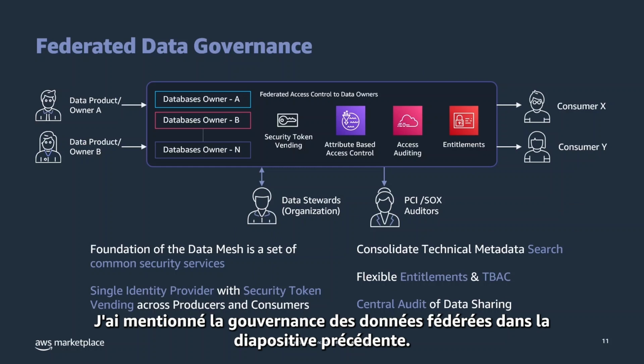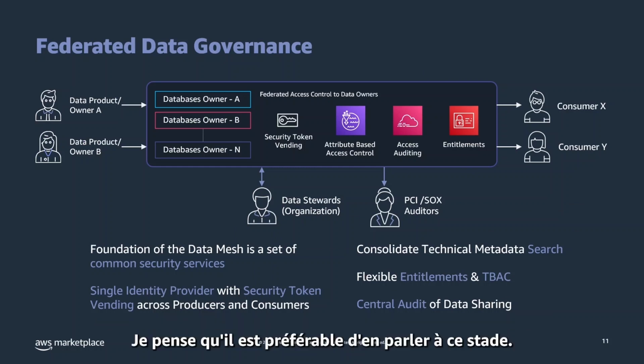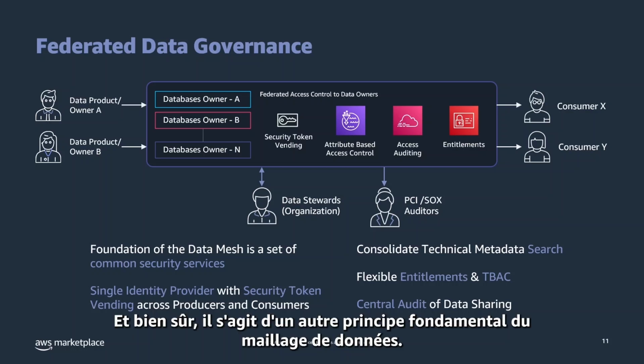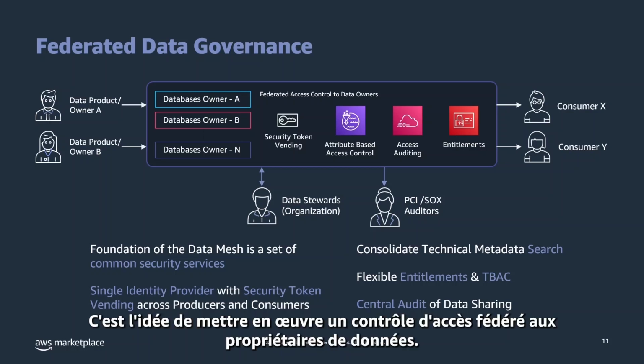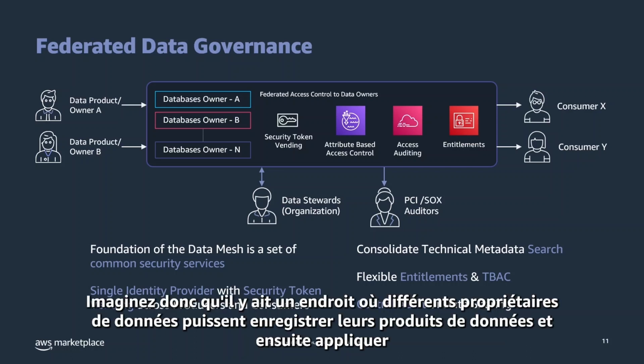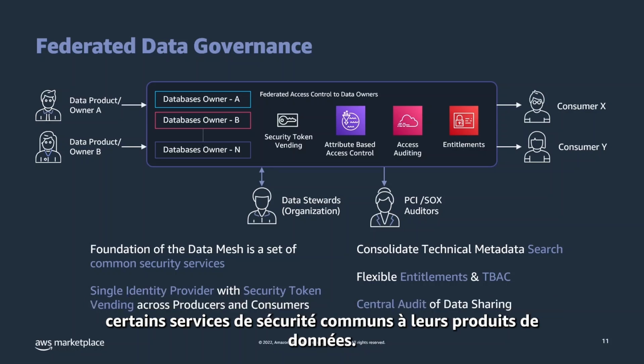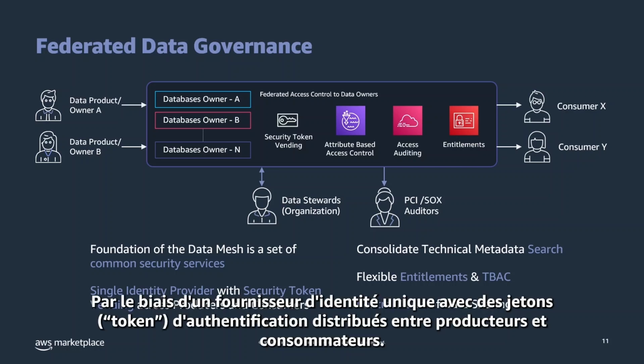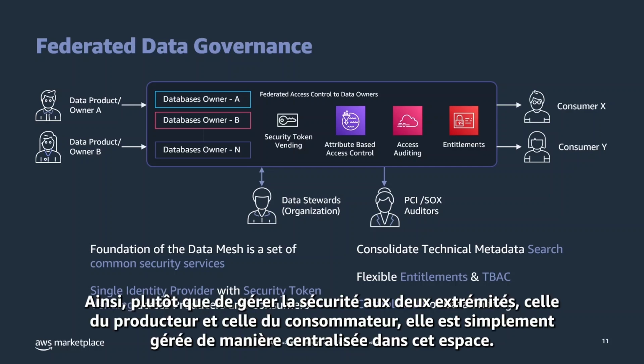I have mentioned federated data governance in the previous slide. I think it is best to talk about it at this point. And of course, this is another core principle of the data mesh. It is the idea of implementing federated access control to data owners. So imagine there is a place for different data owners to register their data products and then apply some common security services on their data products through a single identity provider with authentication tokens vended across producers and consumers. So rather than managing security at both ends, the producer end and the consumer end, it is just managed in this space centrally.